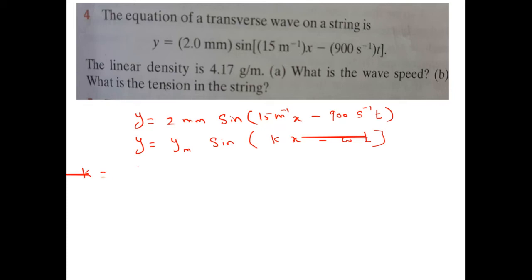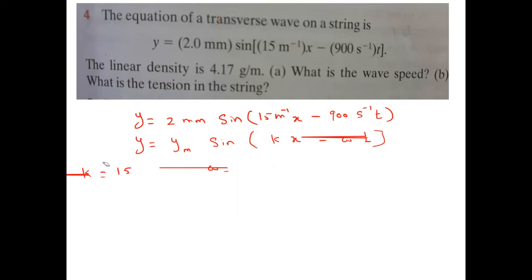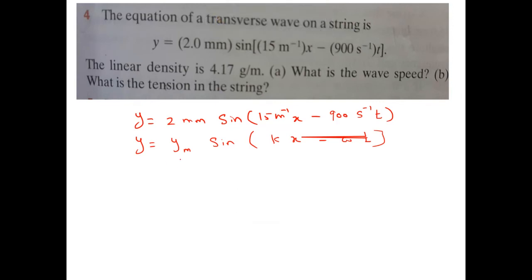What is our k? Our k is equal to 15, and my omega is equal to... My dear, I'm extremely sorry, because there is a problem in my pen. I have to replace the needle, my dear. Actually, today I forgot. Really, I do not feel comfortable. Sorry. So k is equal to 15, and omega is equal to 900.